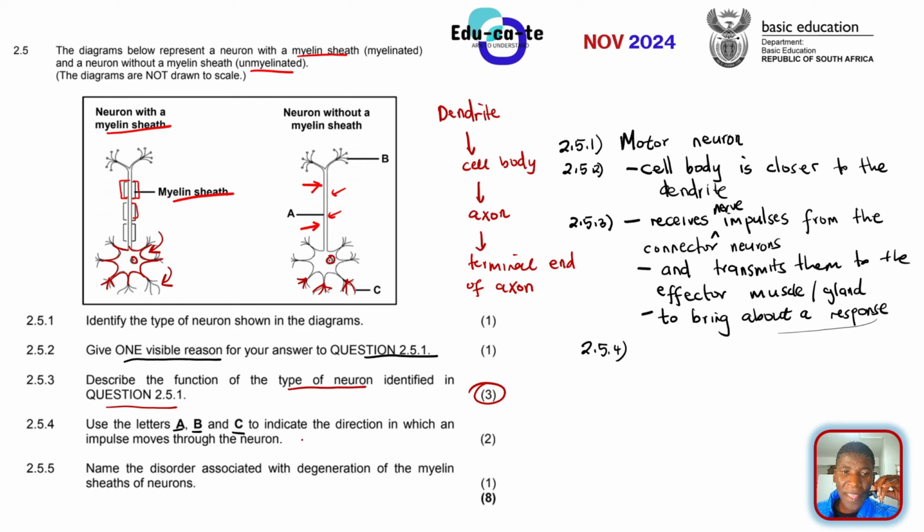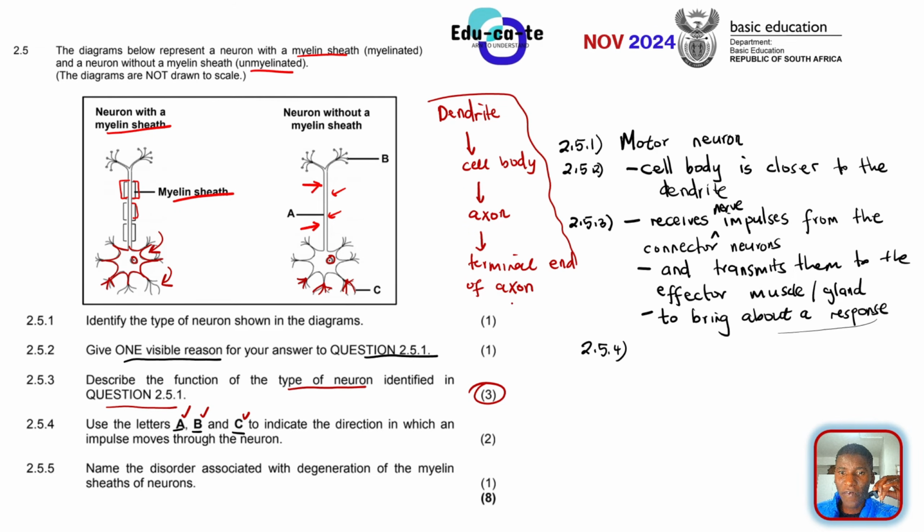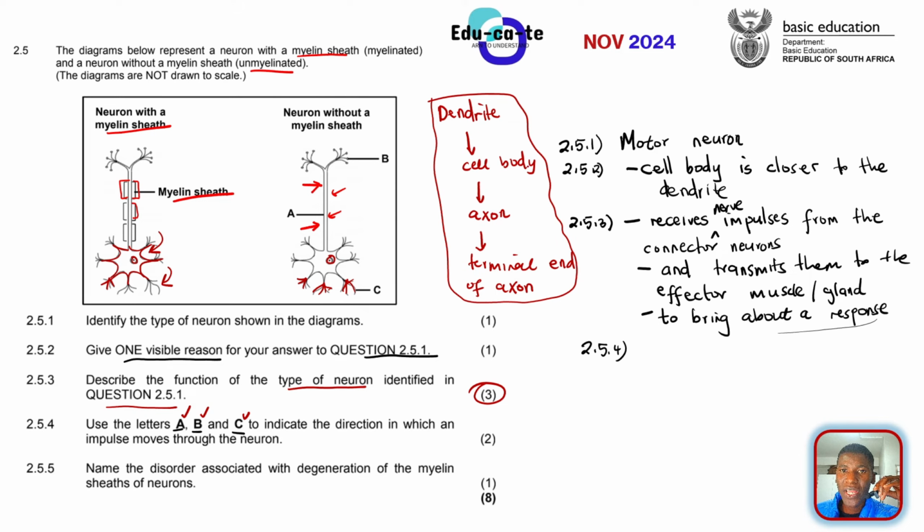Now they say indicate the direction in which this moves using the letters A, B, and C. So the letters A, B, and C represent those parts, but we need to show them in order. I've already given you the order of how impulses move within a neuron. So let's look for those parts within this diagram. We can see that we have part C, part A, and part B.